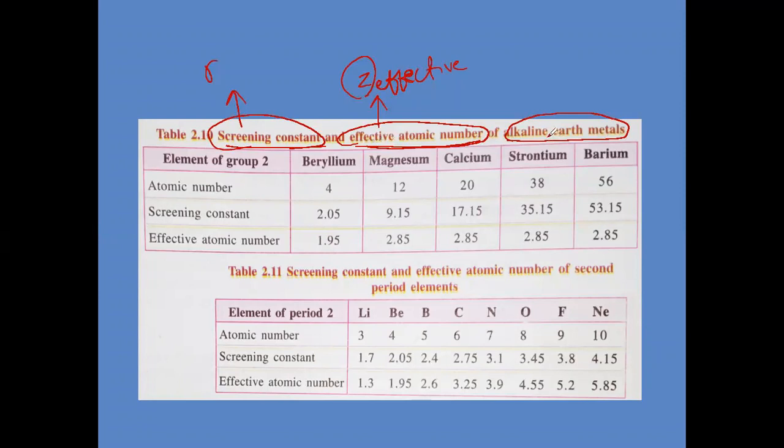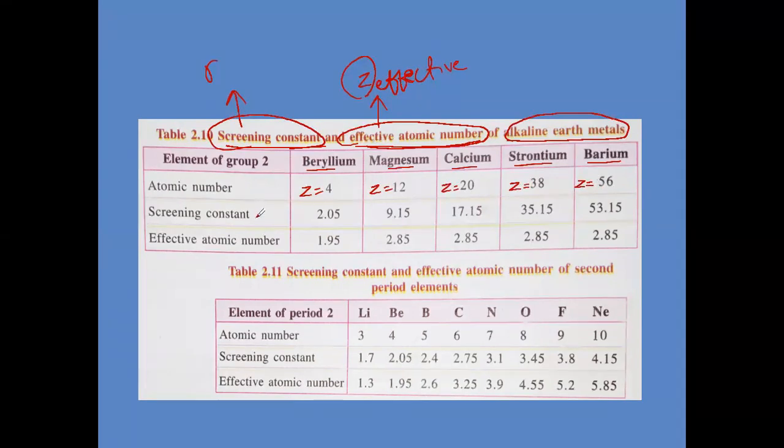For alkaline earth metals, what are the elements here? Beryllium, magnesium, calcium, strontium, barium. For these elements, we are going to calculate. Radium we did not take because it is radioactive. Now tell me, atomic number Z value for beryllium? 4. Magnesium 12. Calcium 20. Strontium 38. Barium 56. Atomic numbers like this we got.